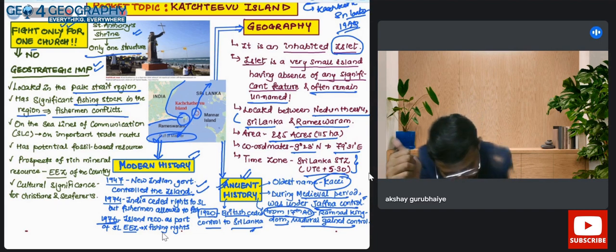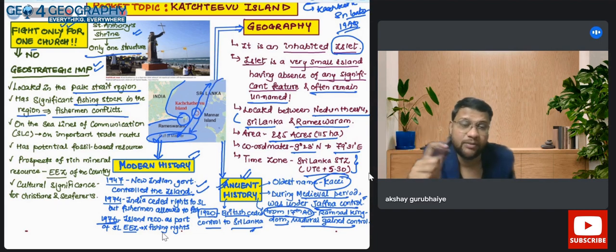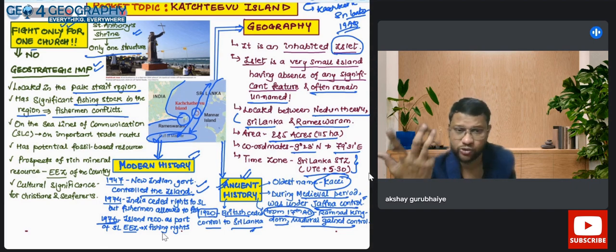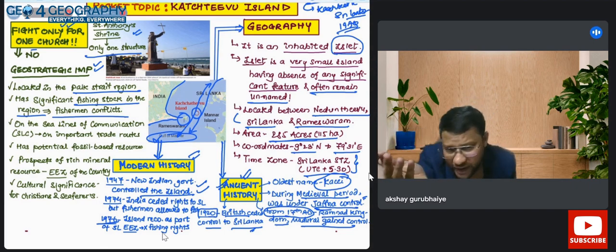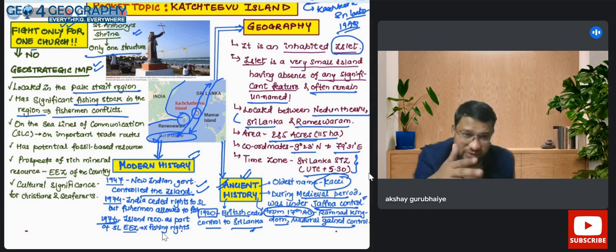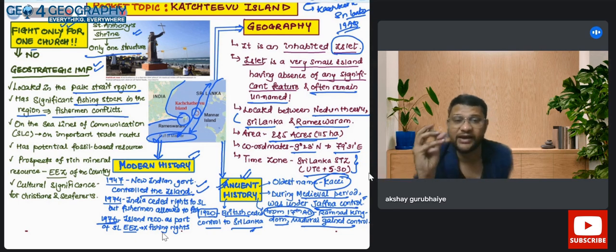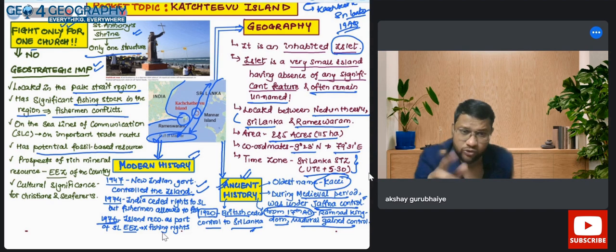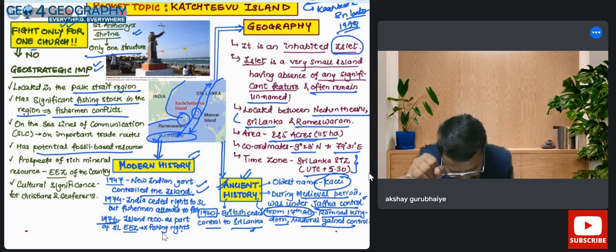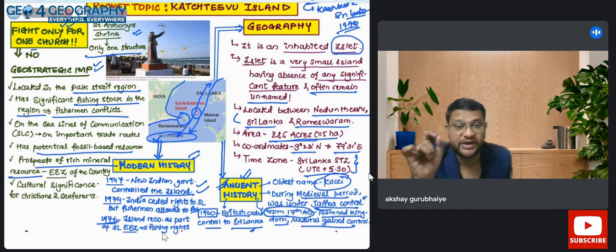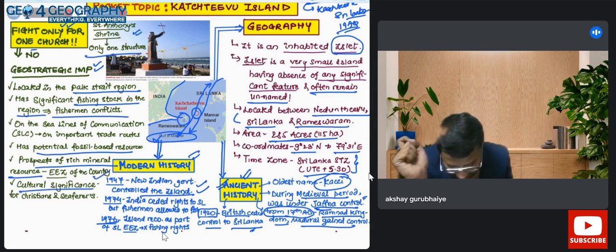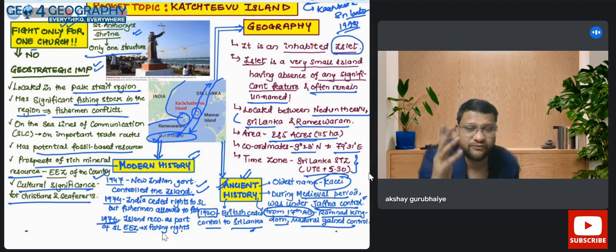Apart from this, the trading activity happening here lies on important lines of communication where sea or maritime trade is practiced. Chennai port, Tuticorin port, Ennore port, all the port traffic goes through here, and even for Sri Lanka as well. It also has potential for fossil-based resources, as it is a maritime region, and prospects of rich mineral resources in the exclusive economic zone of the country. Then there is cultural significance for the Christian community and seafarers as well.